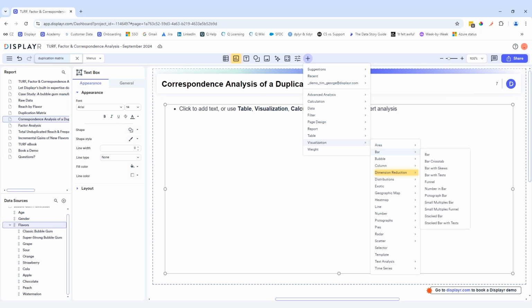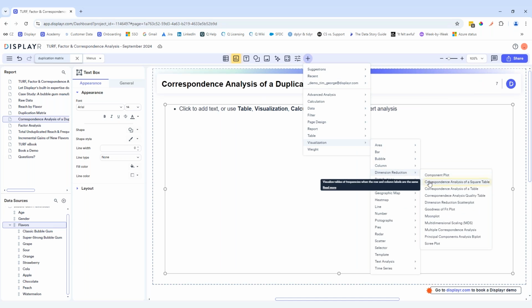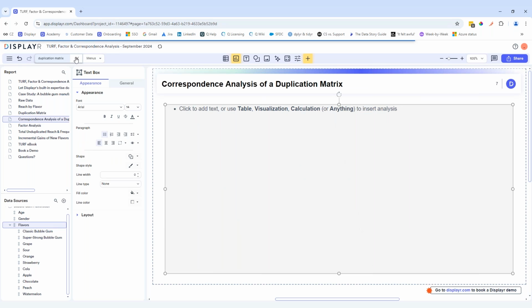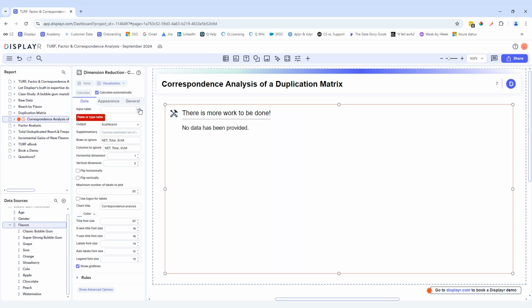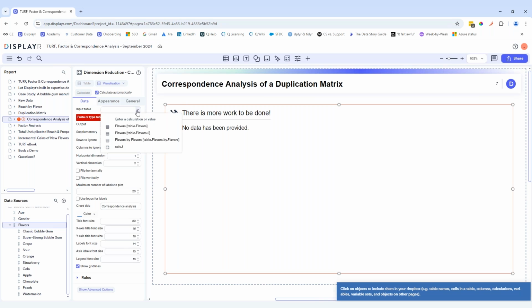And you can see now that Displayr suggests we do a correspondence analysis of a square table, where square means the labels of the rows and the columns in our input table are the same. So I'm going to trust Displayr's built-in expertise and select that. And then I just need to select our duplication matrix, flavors by flavors, as the input table.